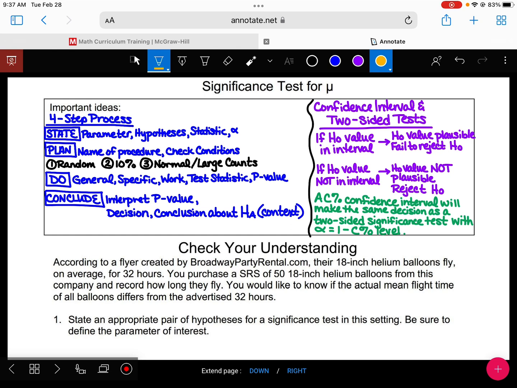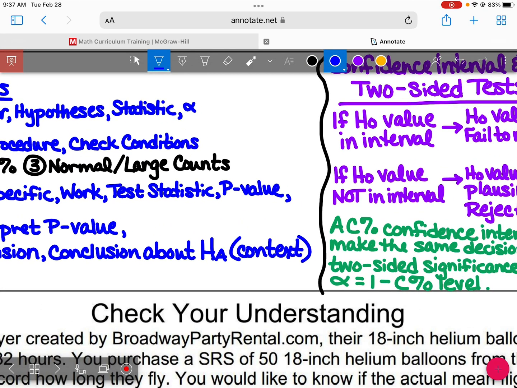In the plan step, give me the name of the procedure you're using. We've talked about Z intervals, Z tests, T intervals, and T tests. And then we have to check our conditions. We got out of that today, though. In the do stage, give the general formula, give the specific formula, show your work, test statistic, p-value. I forgot one other piece here. Picture.